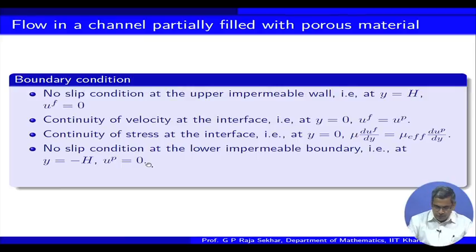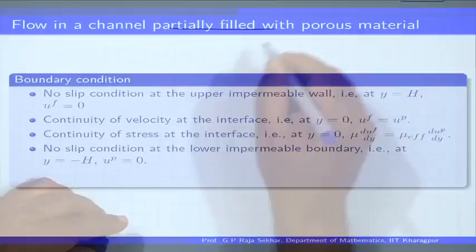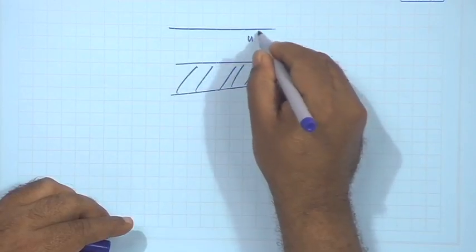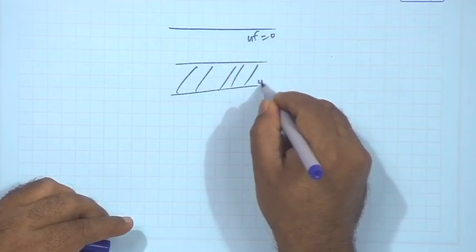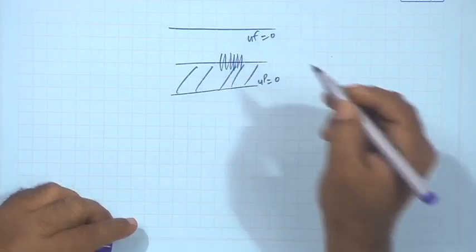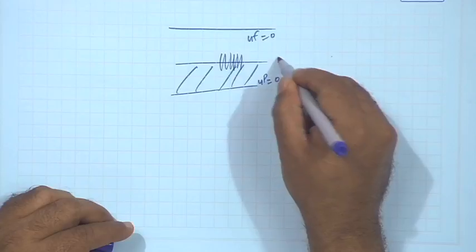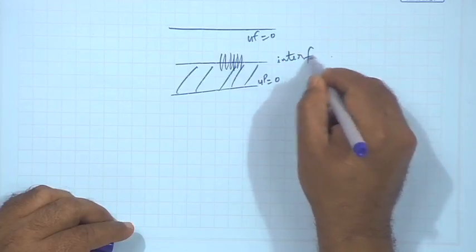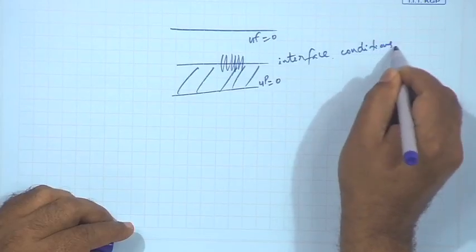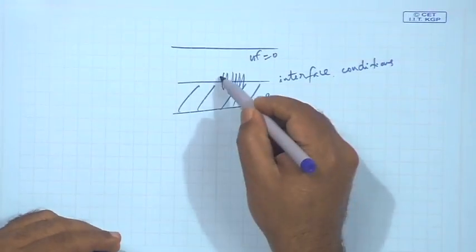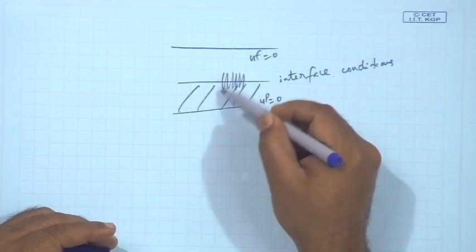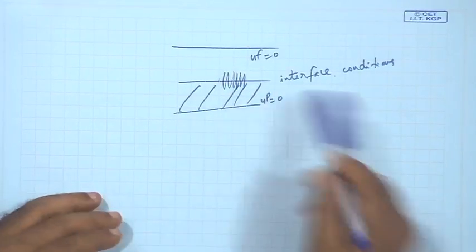What we should make a note of is our configuration. This is porous. Here U f is 0 and here U p is 0, and then we have an interaction of U f with U p. Here we are using the interface condition. So, we would concentrate more on what is happening by virtue of these coupling conditions.